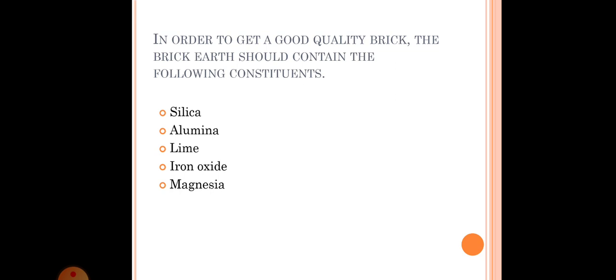Now what is the importance of these constituents in brick earth? When it comes to silica, the brick earth should contain about 50% of silica. The main composition of brick earth will be silica, because it is one of the important constituents, and it is responsible for preventing the cracking and the shrinking of the bricks, and the presence of silica also affects the durability of the bricks.